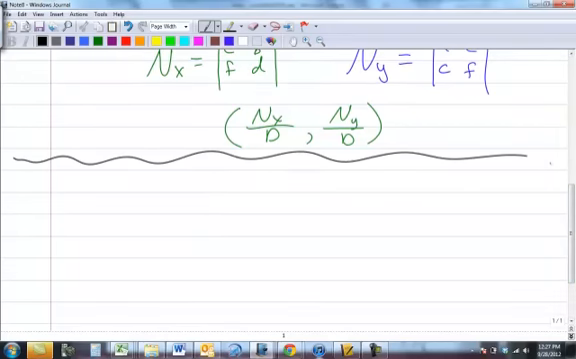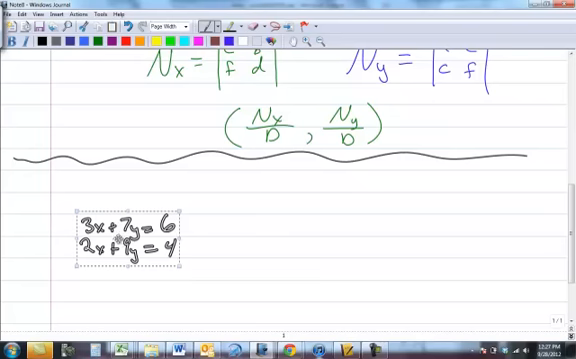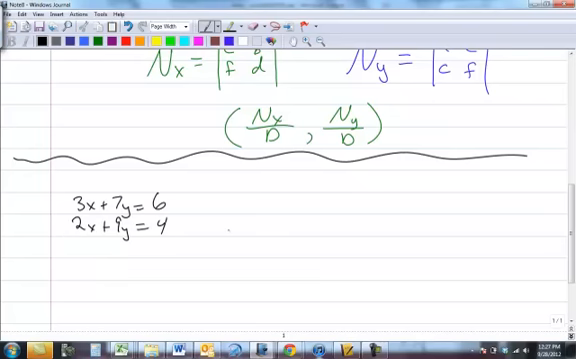All right. So, let's do an example of this stuff. This example should look familiar. This is from video 2. 3x plus 7y is equal to 6. And then 2x plus 9y is equal to 4. We're going to solve this by using determinants.